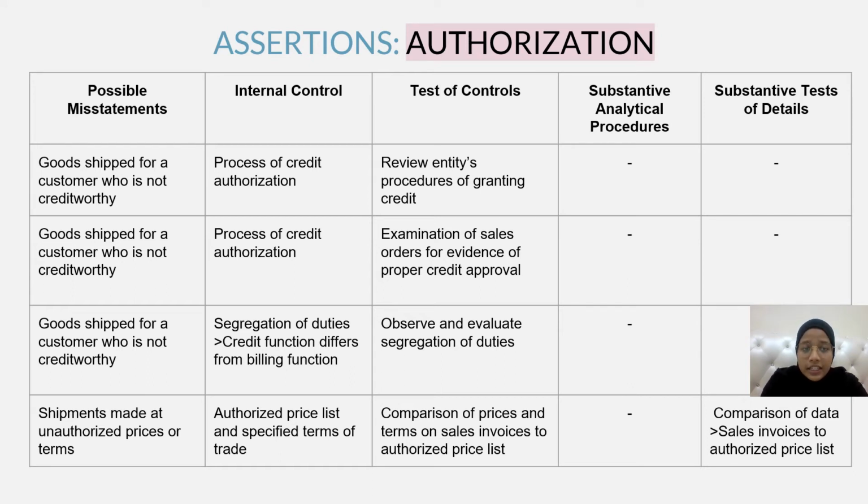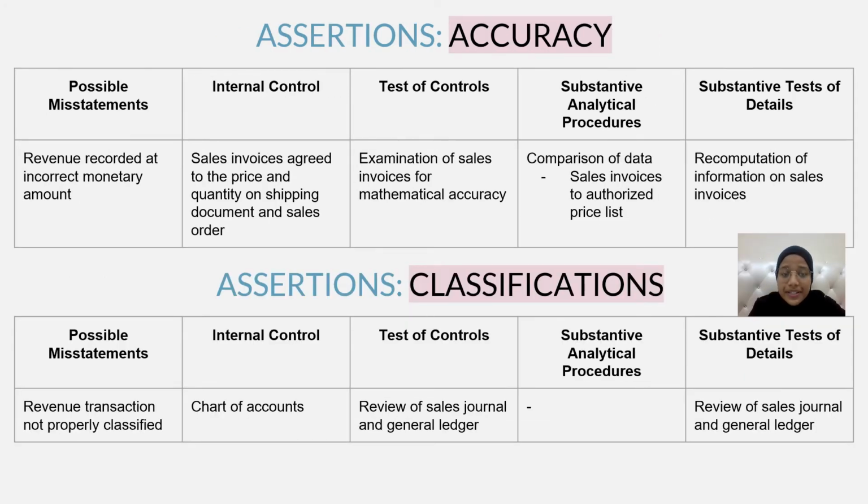Let's take a look at the first point, which is goods shipped for a customer who is not creditworthy, where the internal control that might be involved is the process of credit authorization. So the auditor can use tests of control, where we examine the sales order for evidence of the proper credit approval.